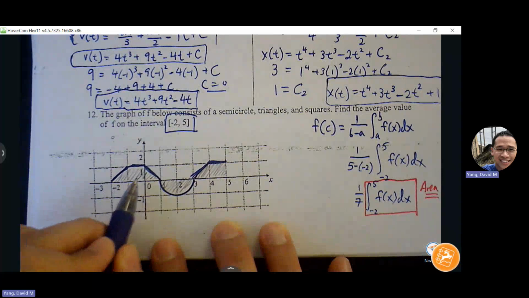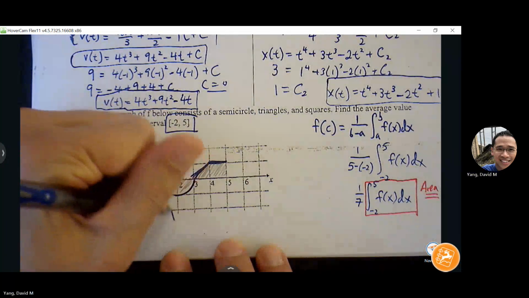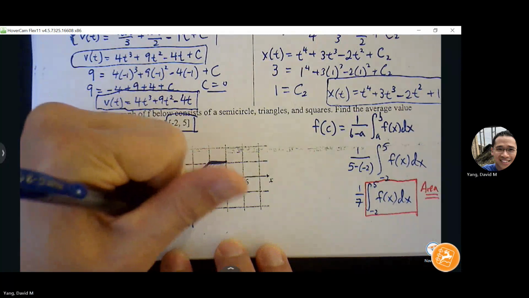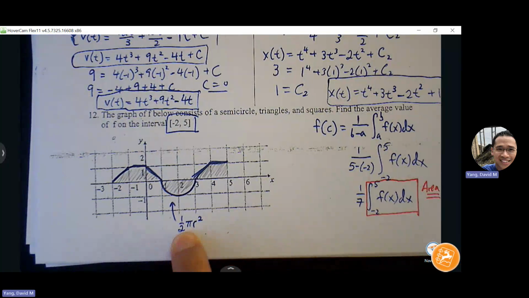So I'm going to go down and find the area of each. This is 1/2 base times height. This is base times height. This semicircle is 1/2 pi r squared. Okay. I'll give you the formula for circle if it shows up on the test, but to get the semicircle, just divide it by 2.